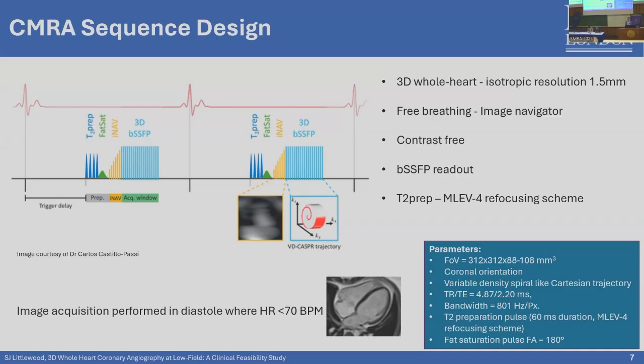And image acquisition was performed in diastole, where patients' heart rates were below 70 beats per minute, and in systole otherwise, and also in cases of significant arrhythmia.